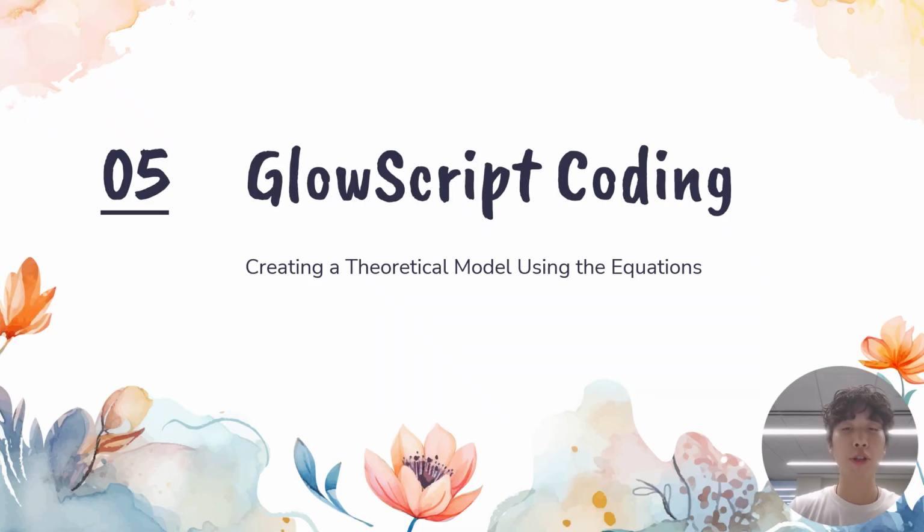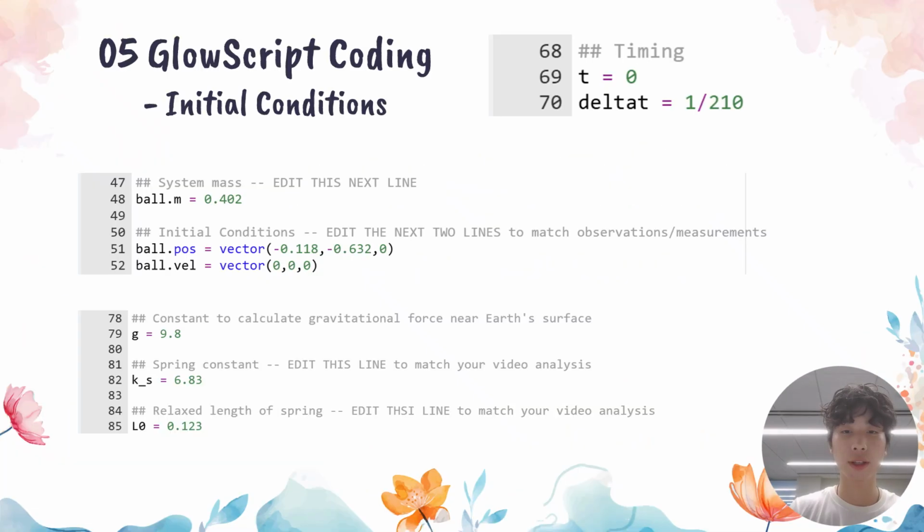And then now I'm going to talk about the GlowScript coding. The most important part of GlowScript coding is the initial conditions. And then, of course, we know that g equals 9.8. And how do we know about the other things? If we look at the pre-lecture video, the mass of the ball is 0.402 kilograms. And then to calculate Ks, we have to use the period we find in the GlowScript calibration, and use T equals 2 pi times the root of m over k.